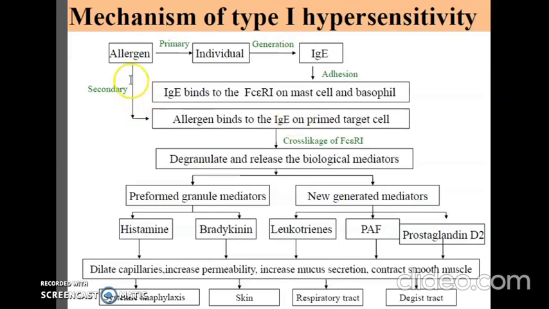In the case of secondary reaction, the allergen will bind to the IgE on the primed target cell. Following exposure to the shocking dose, the antigen molecules combine with the cell-bound IgE, bridging the gap between adjacent antibody molecules. And this cross-linking increases the permeability of the cells to calcium ions and leads to degranulation with release of biologically active substances contained in the granules.